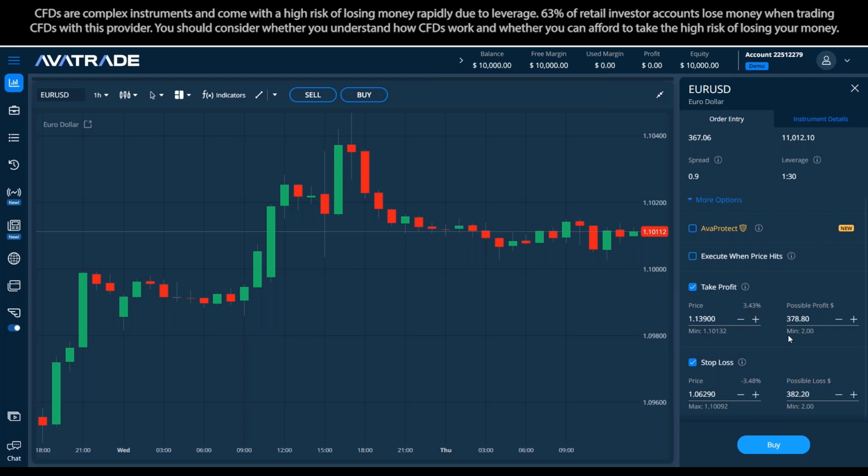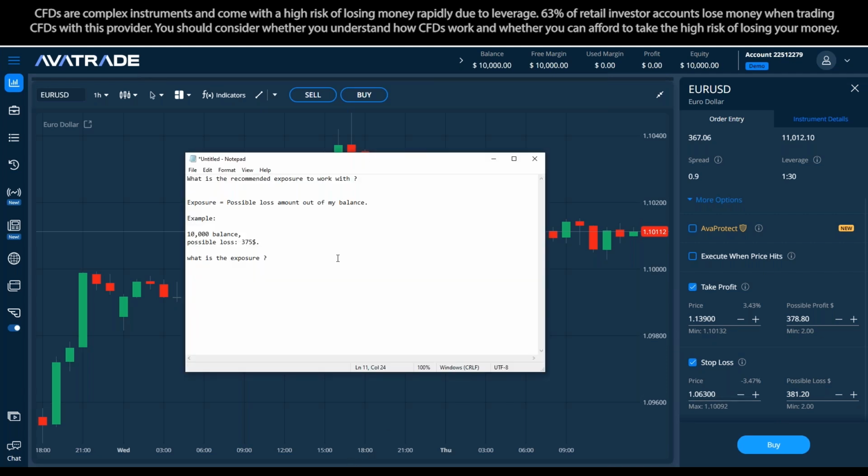we understand that the possible loss here is, let's round it up a little bit. We have to take the spread in consideration. Okay, the possible loss here is 380. Let's make it 380. And I want to know what is the exposure out of the account. My balance is 10,000, right? And I'm looking at potentially lose 380. So what is my exposure on this position out of my balance? I have a balance of 10,000. How much in percentage I can lose only on that position?